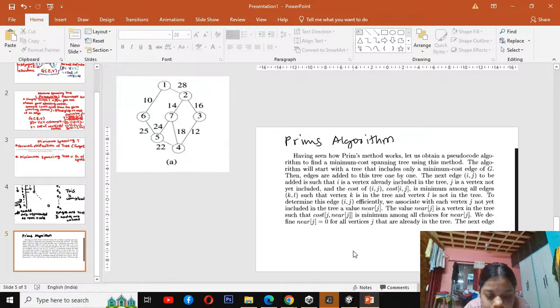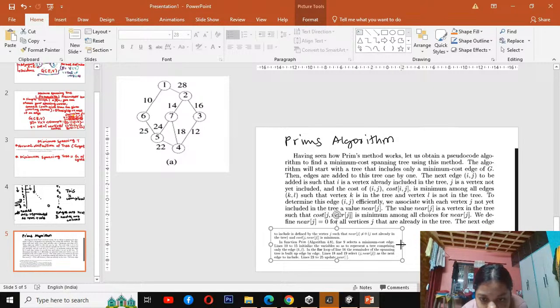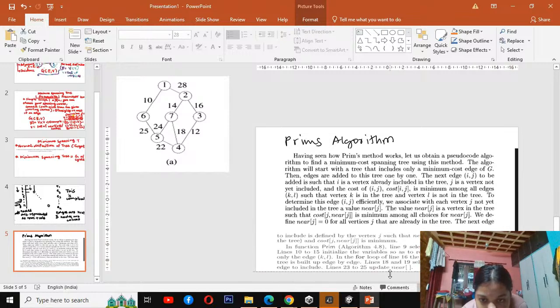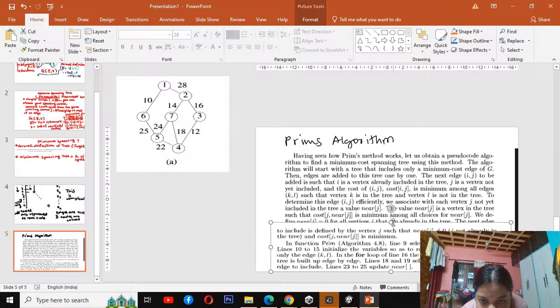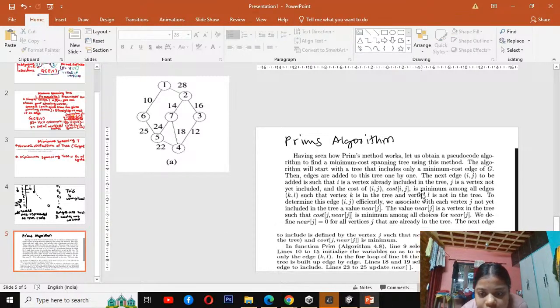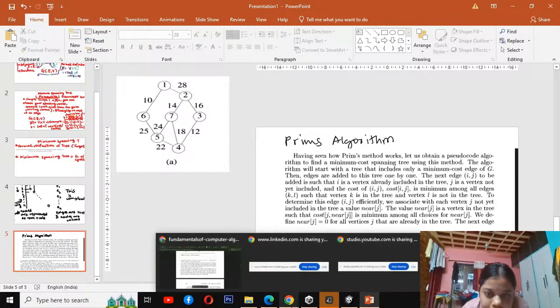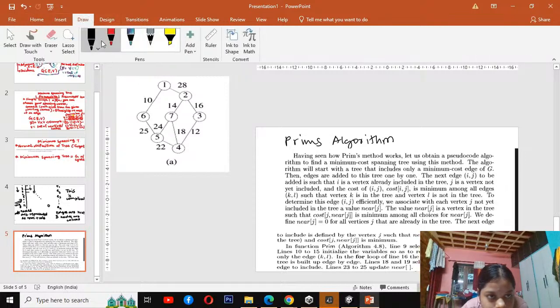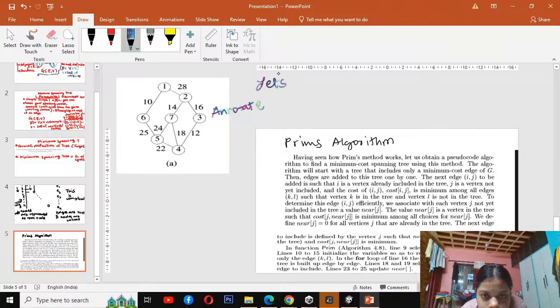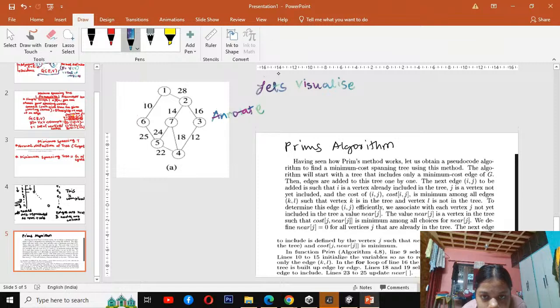Where was I? Right here. I think this is enough to understand. So let's annotate. So let's view it, guys. This one is done. Red one.